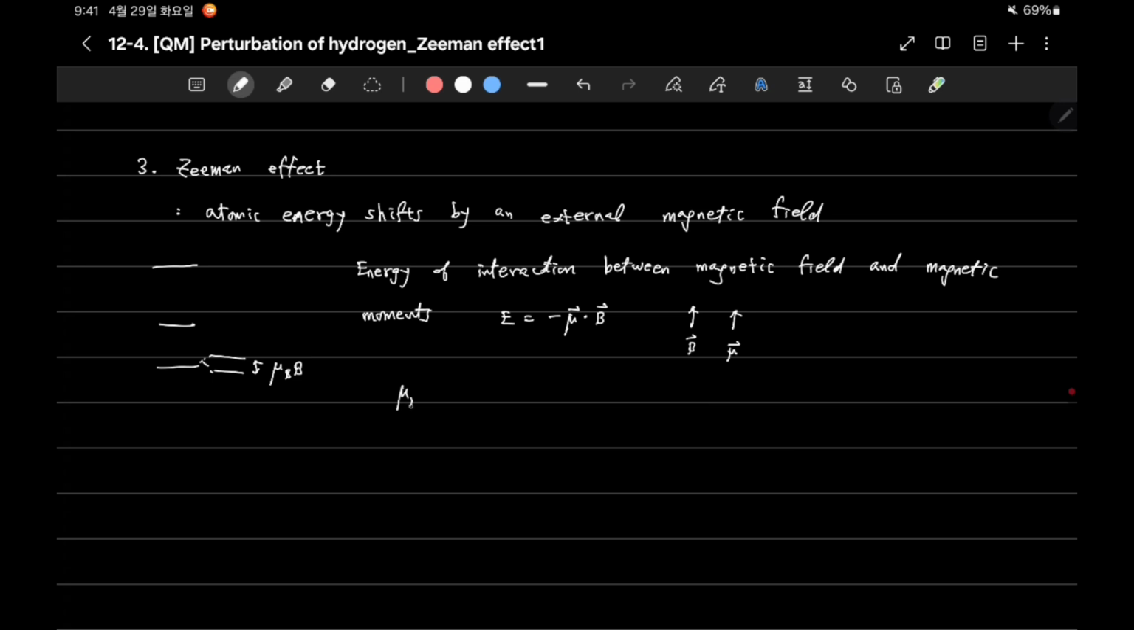But in mu B, the unit of the magnetic moment is the Bohr magneton. A Bohr magneton is not the vector mu. We differentiate them: the Bohr magneton is the basic unit of magnetic moment. It is e h bar over 2 m_e, which is roughly Planck constant times 1.4, and the unit is megahertz per Gauss.